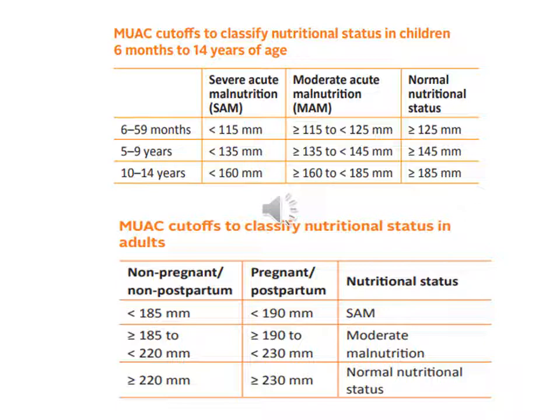This slide is showing the mid upper arm circumference cutoffs for children 6 months to 14 years, and then for adults, that is 14 years and above. So you can see this mid upper arm circumference is not used for infants less than 6 months, but it can be used for all other age groups. However, the cutoffs for children and adults are very different, and you can use these cutoffs in millimeter or convert them and use them in centimeter, like 115 millimeter is equal to 11.5 centimeter.